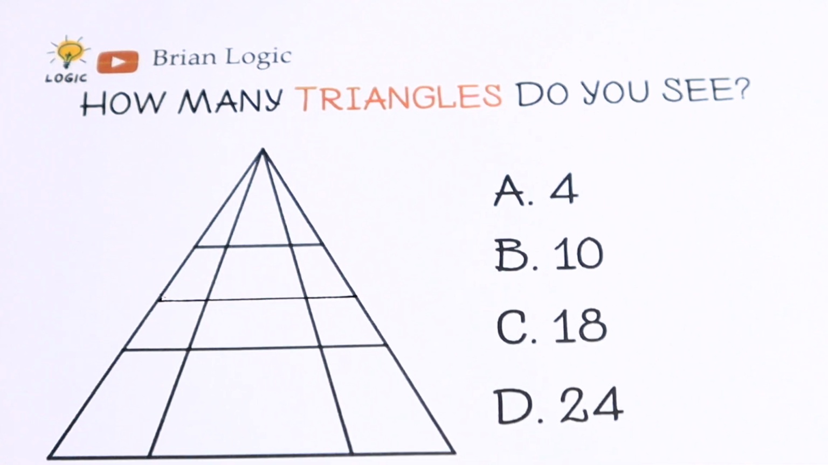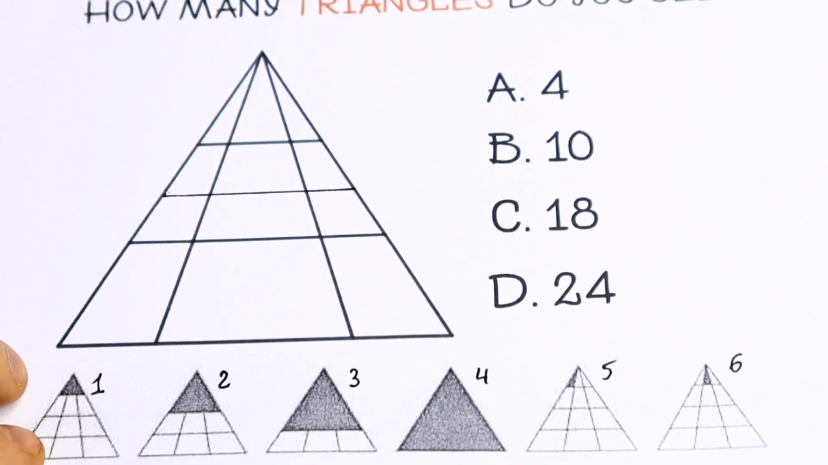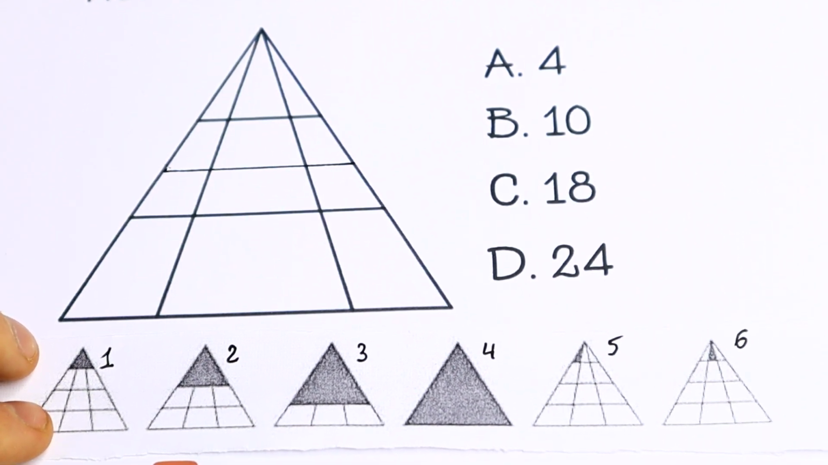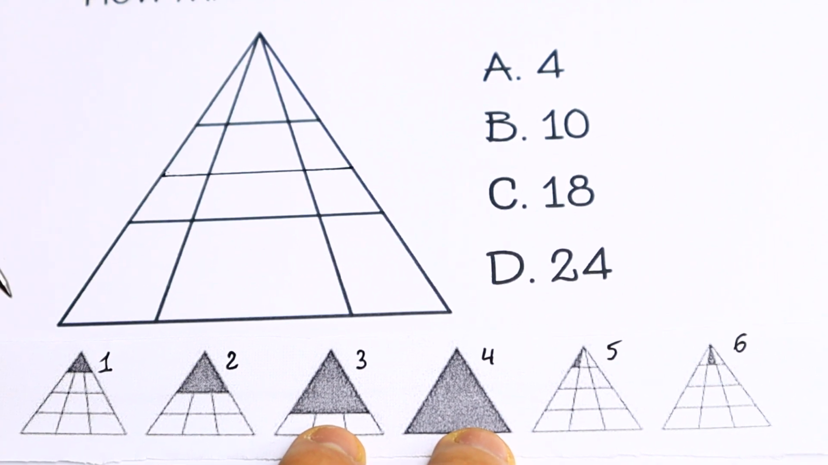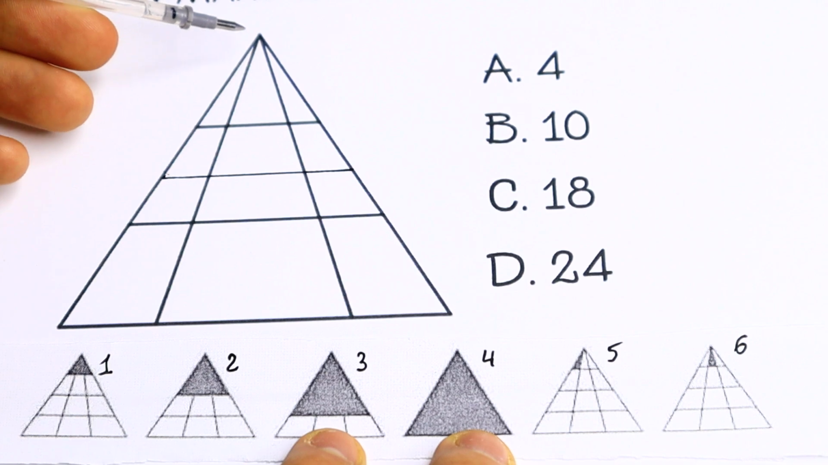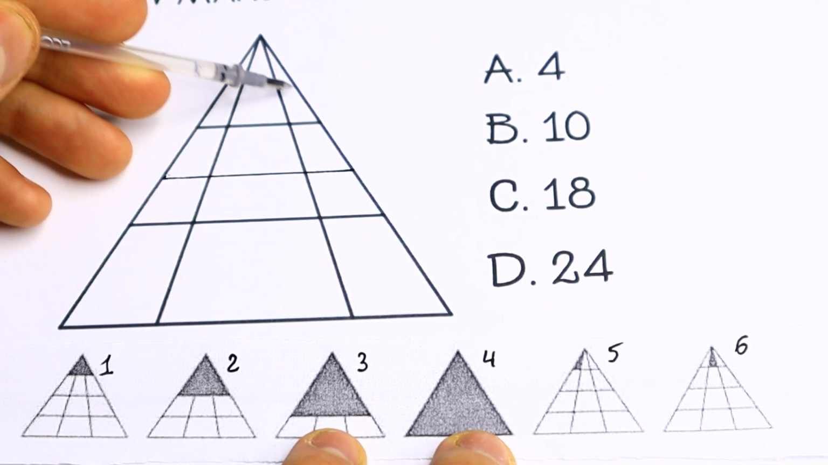Take a look. I prepared this paper for this video, and let's count together how many triangles you see. So take a look. The first one is on the top. This is our first triangle.